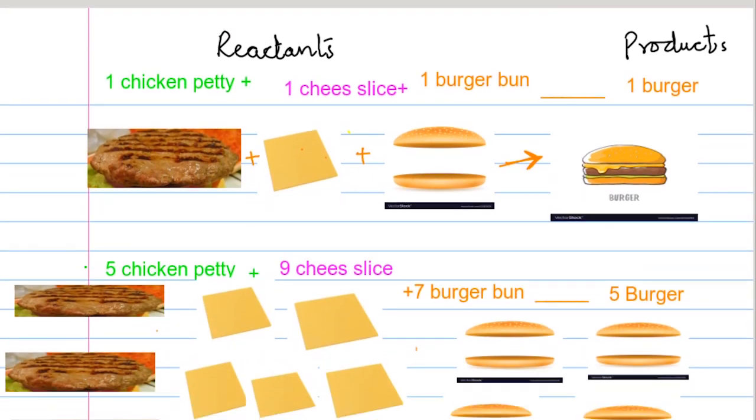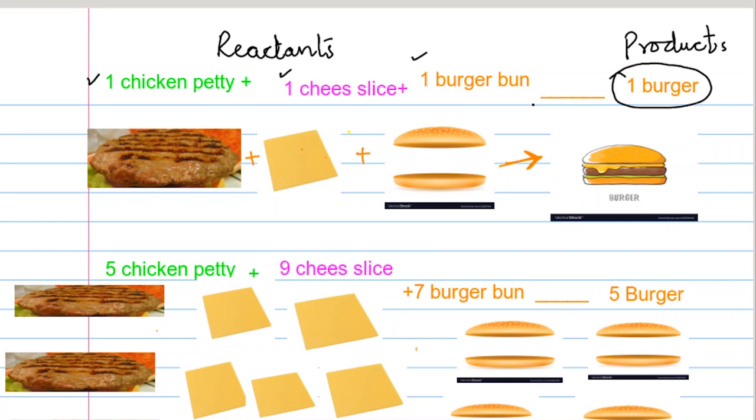You know how burgers can be prepared and what the ingredients of burgers are. If we tell it like a chemical equation, one chicken patty, one cheese slice and one burger bun are utilized to prepare one burger. The question is how this one chicken patty, one cheese slice and one burger bun are utilized for one burger.